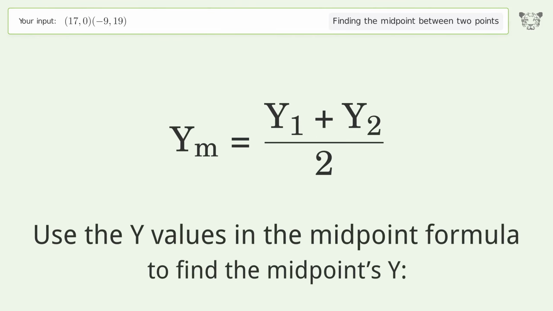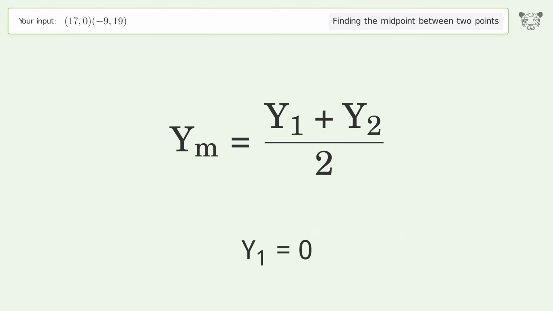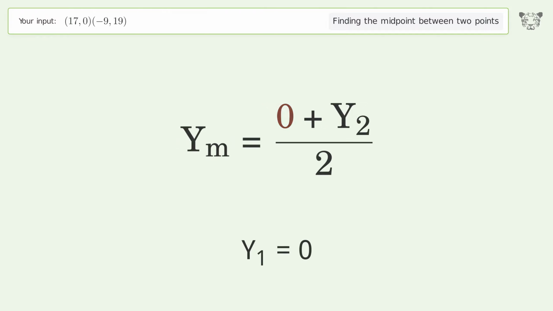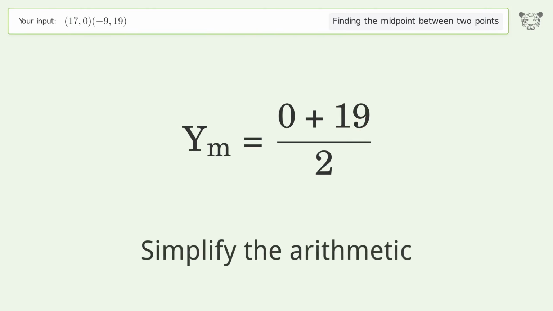Use the y values in the midpoint formula to find the midpoint's y. y1 equals 0. y2 equals 19. Simplify the arithmetic.